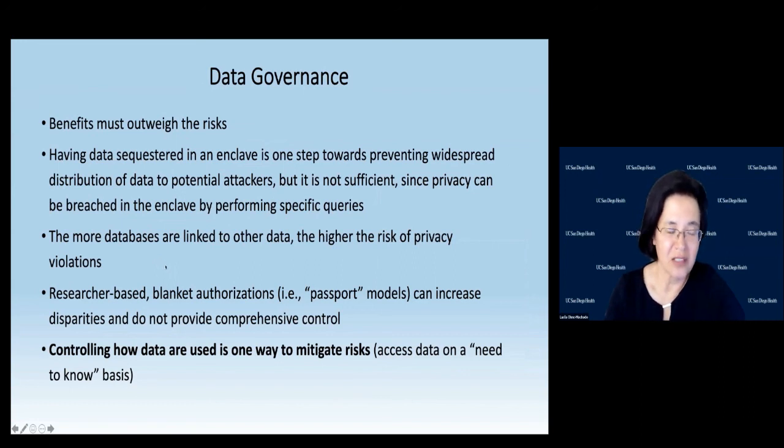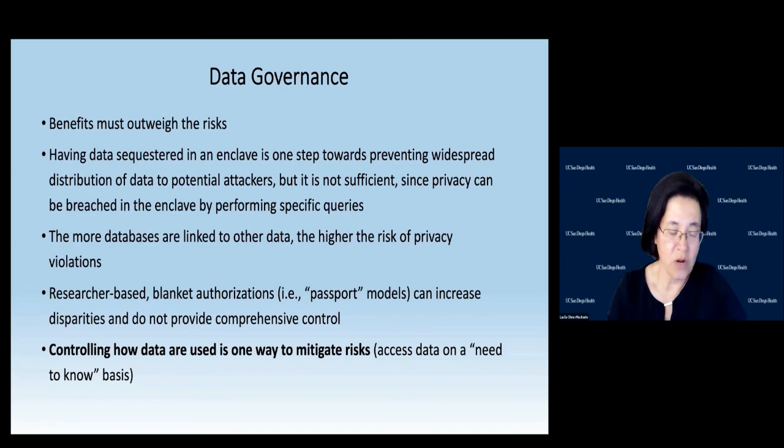Having data sequestered in an enclave is one step towards preventing widespread distribution of data to potential attackers, but it's not sufficient since you can do that matching within the enclave and breach privacy in that way. The more databases are linked to other data, the higher the risk of privacy violations. Researcher-based blanket authorizations such as passport models can increase disparities and do not provide comprehensive control. So that needs to be thought of very carefully as well.